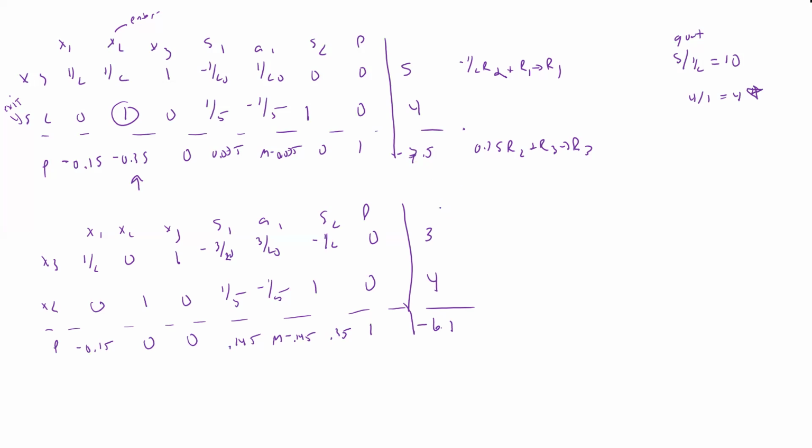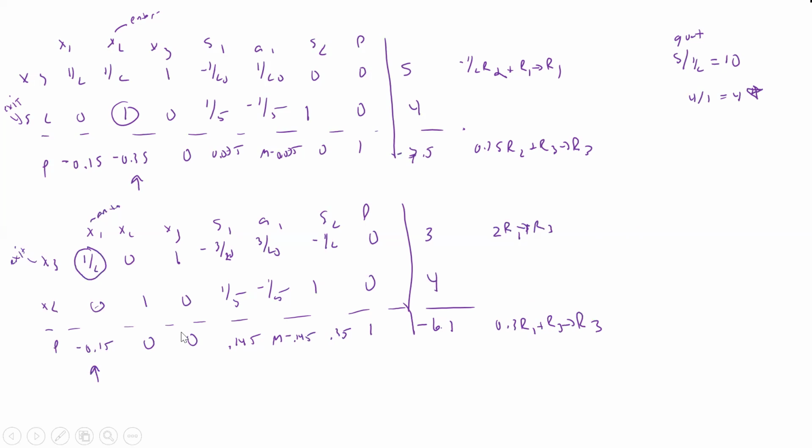All right, so now what do we have? Now the biggest negative looks to be that first one. Can't be this one, so that has to be that. So that's going to enter. That one's going to exit now. All right, so now I'm going to take 2 times row 1, and that's going to be my new row 1. And if I take 0.3 times row 1 plus row 3, that's going to be my new row 3. All right, so because that's 0.5 times 0.3, that's going to be 0.15.